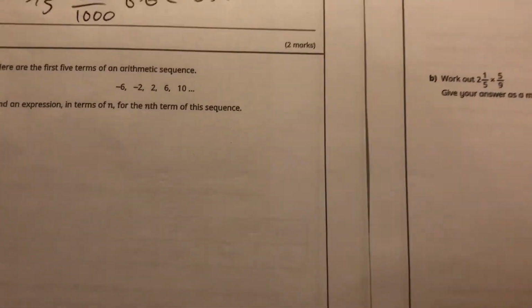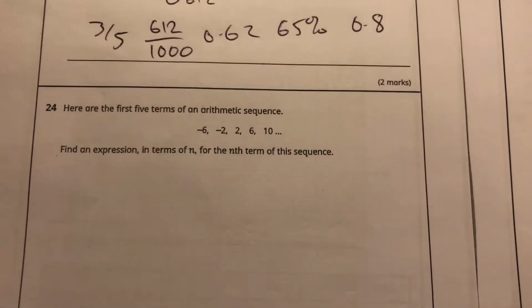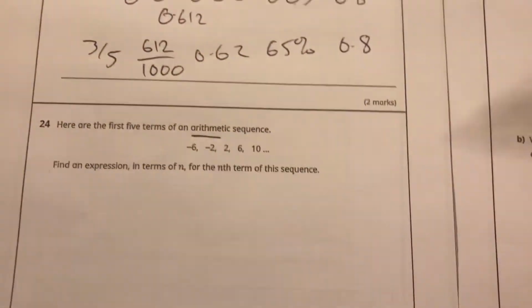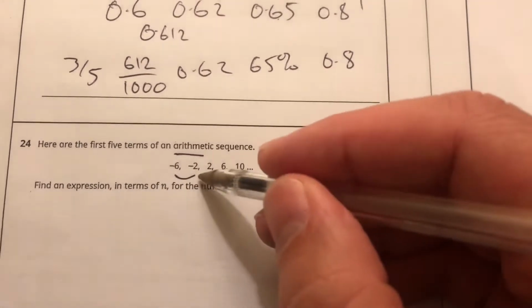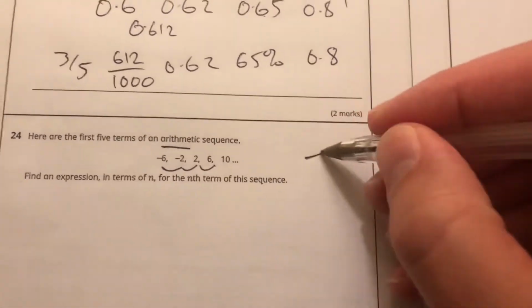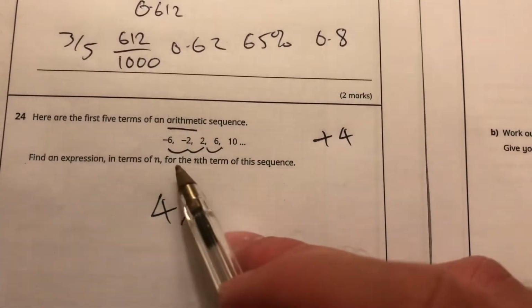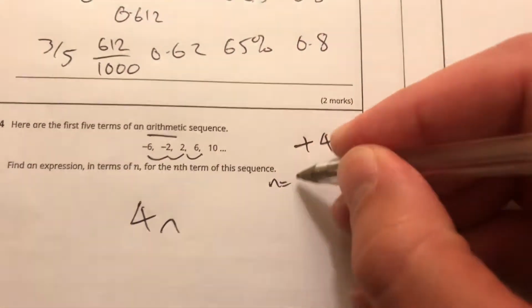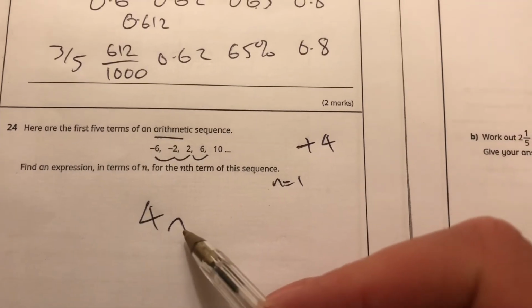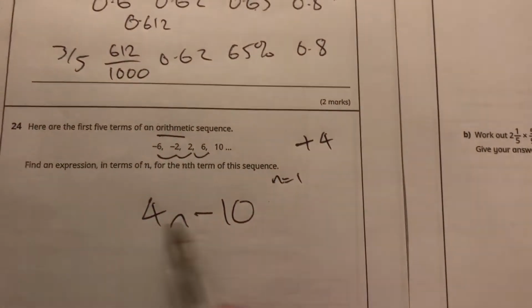And nearly at the end of the paper, question 24, arithmetic sequence. So arithmetic, adding or subtracting, looking at what it's going up or down in. -6 to -4, -2 to 2, 2 to 4. It's going up in 4s, so that makes it 4n. But then look at that first term. The first term is not 4, because remember, n equal to 1 would be your first term. 4 minus what would get you -6? 4 minus 10.